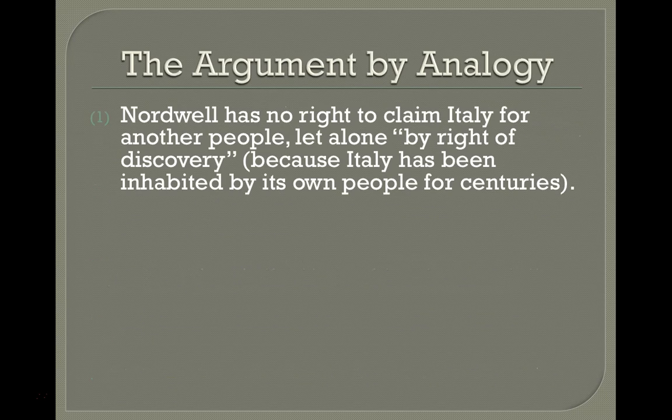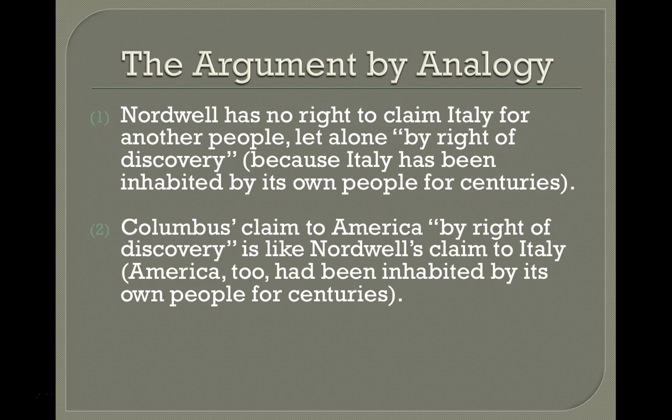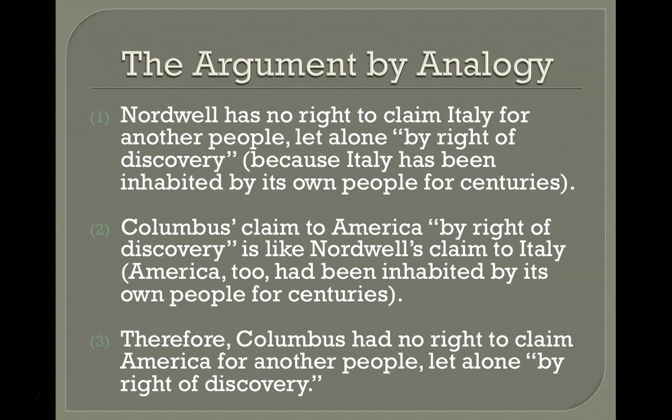So if we're going to formalize this argument, we begin with premise 1. Nordwell has no right to claim Italy for another people, let alone by the right of discovery, because Italy has been inhabited by its own people for centuries. Premise 2: Columbus' claim to America by right of discovery is like Nordwell's claim to Italy. America, too, had been inhabited by its own people for centuries. So therefore, Columbus had no right to claim America for other people, let alone by right of discovery.